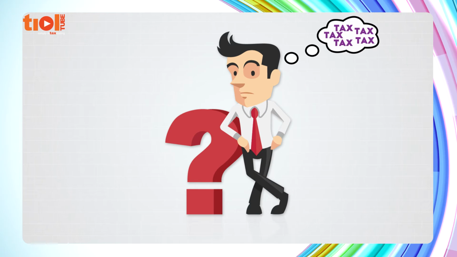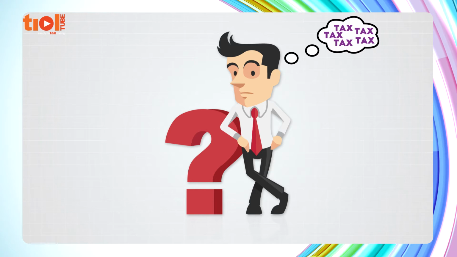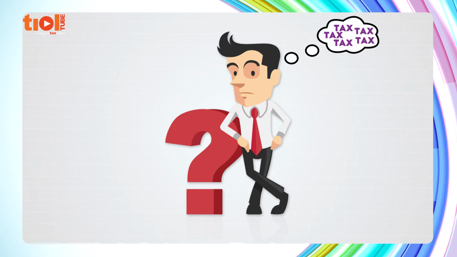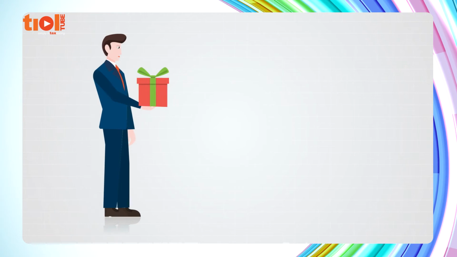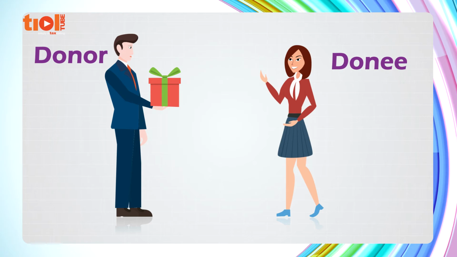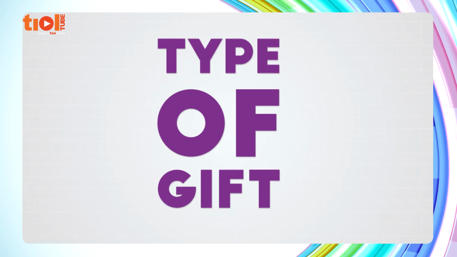Don't worry, we're not asking you to do that, but we intend to empower you with the technical information so that you can take a rational call. In every gift transaction, there are two parties: donor, the one who gives a gift, and donee, the one who receives a gift. However, implication of tax payable in case of gift arises only in the hands of recipient or donee and not the donor. Now let's understand the type of gifts with the help of a few examples.